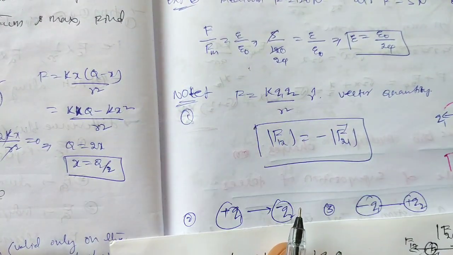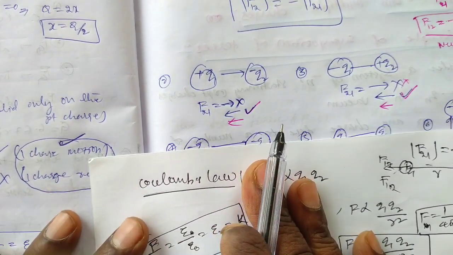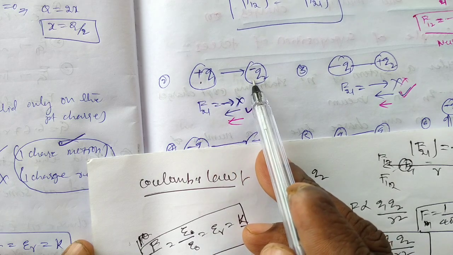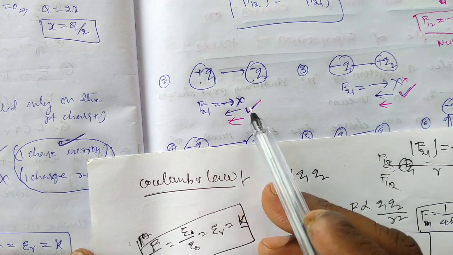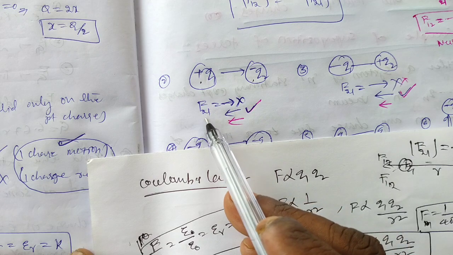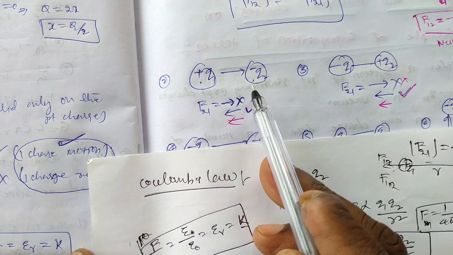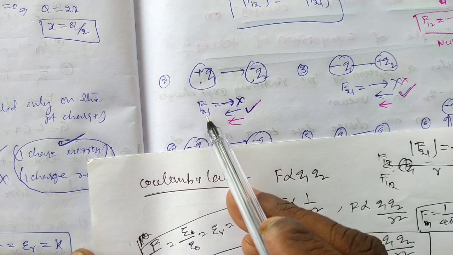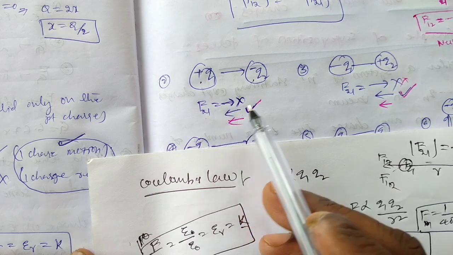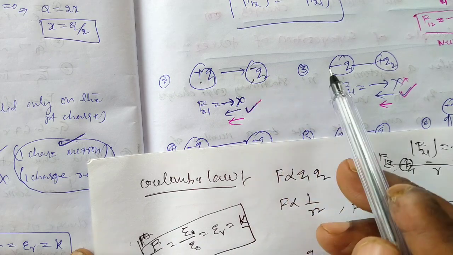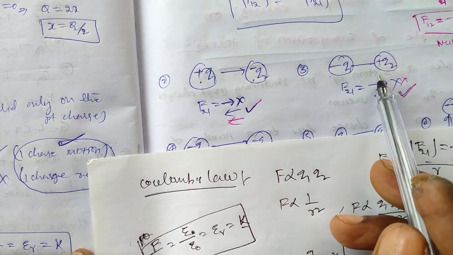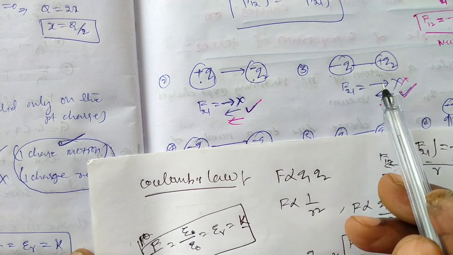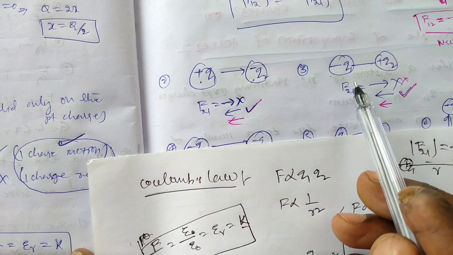Suppose one charge is positive and another is negative. The direction of the resultant force F12 is like this, from negative toward positive, and the direction of F21 is this direction. Suppose Q1 is negative and Q2 is positive, the F21 direction is the same, like this.